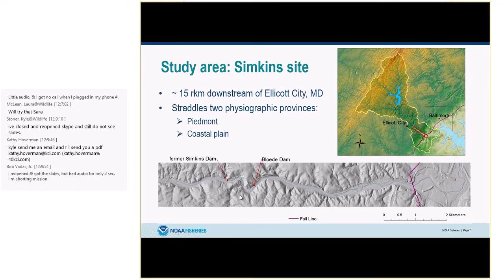So this study area straddles two physiographic regions: the Piedmont, upstream, that I'm circling here with my cursor, and the coastal plain downstream. The contact between the two, as you may know, is a regional feature called the fall line, and it's represented on this map as a line in purple. It's more like a zone, but nonetheless, we're representing it as a line.